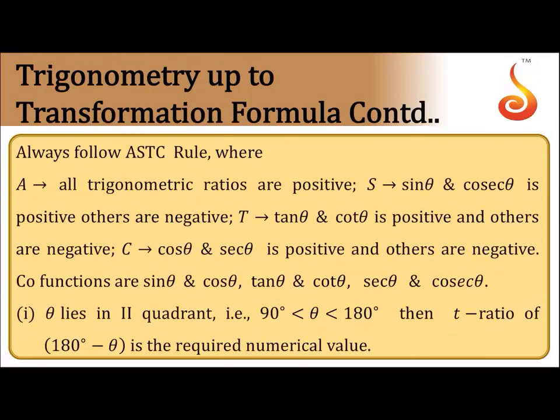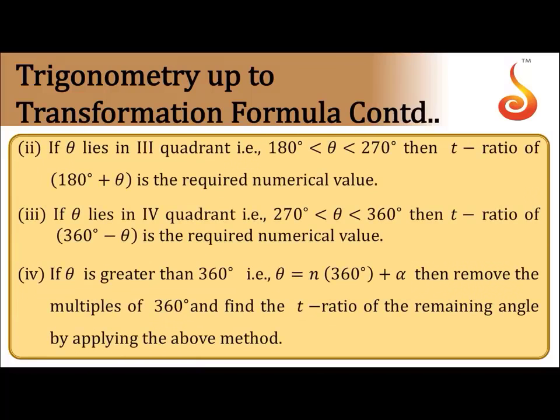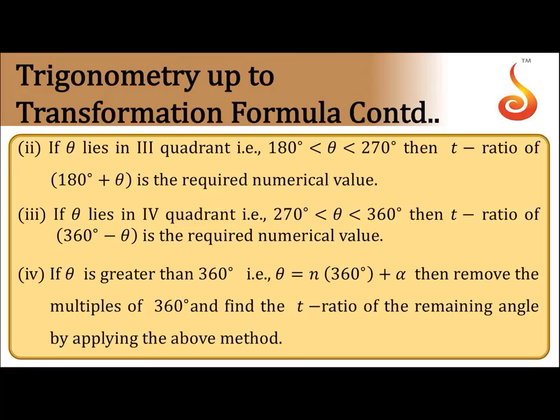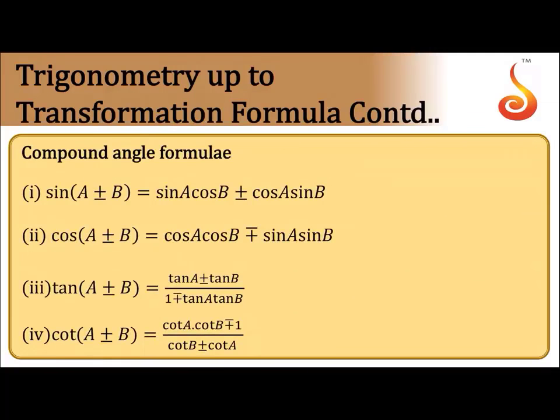Similarly, the other angles. Let's consider the ASTC rule. It is just repeated: all trigonometric ratios are positive in the first quadrant, sine and cosecant are positive in the second quadrant, etc. So let us consider the allied angles. 180 plus theta comes under the third quadrant, 360 minus theta comes under the fourth quadrant, etc. These are the values which we already defined in the lower class.